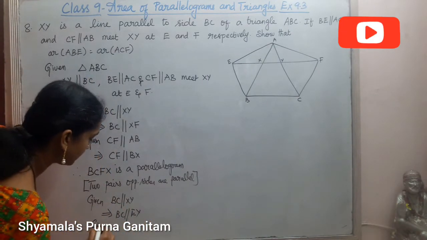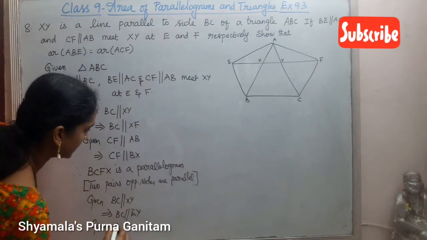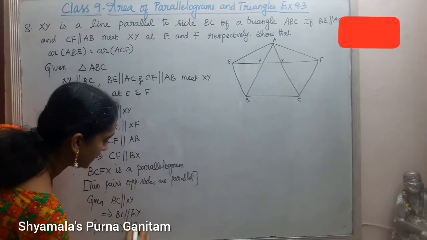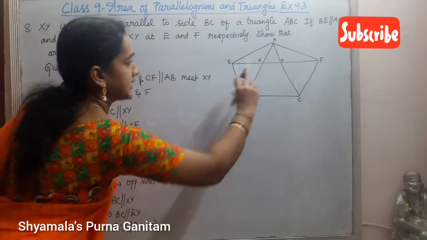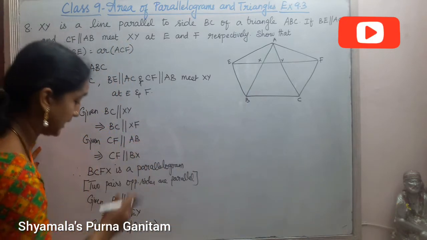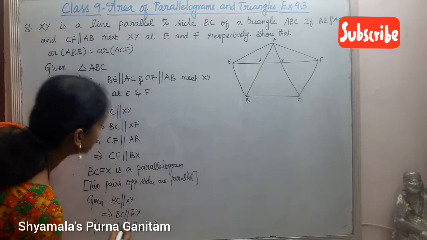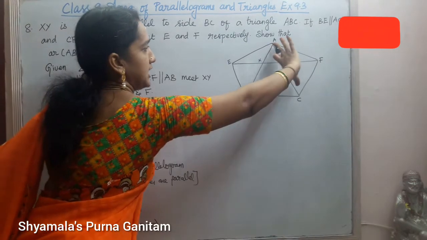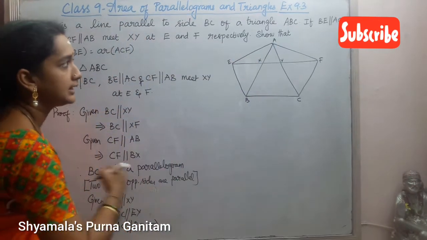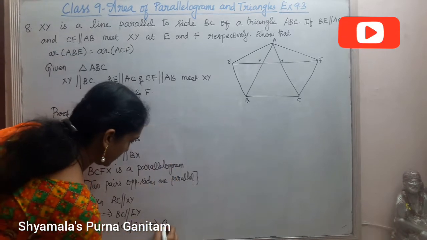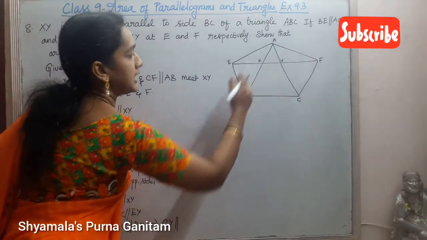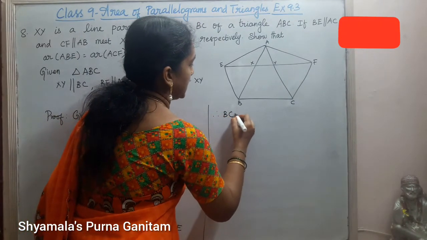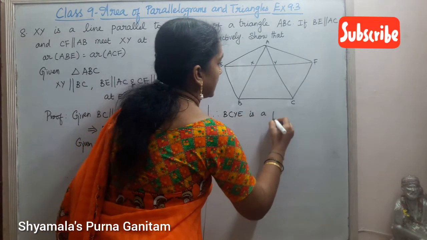Then given CY parallel to BE. So that implies AC parallel to BE. AC parallel to BE. This full thing, AC parallel to BE. That implies CY parallel to BE. Therefore, BCYE is a parallelogram.